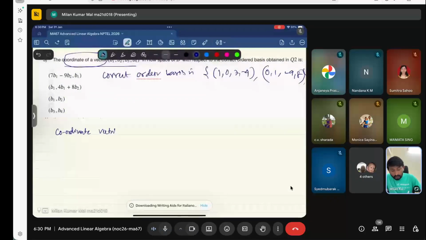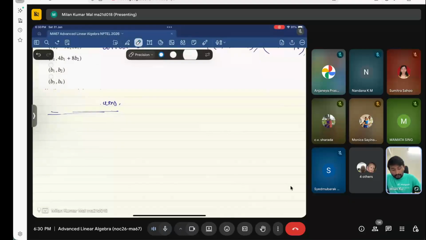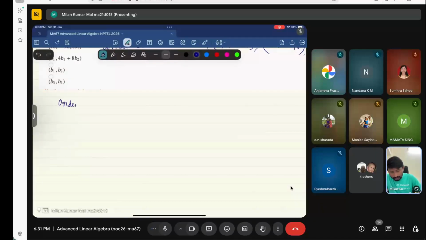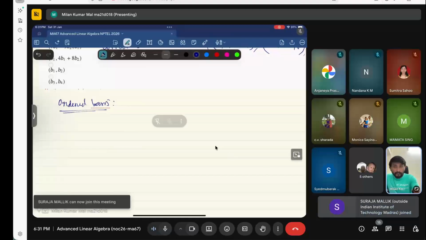But if you want to get the coordinate vector, you need an ordered basis. But what is the ordered basis? So let me first write what the ordered basis is. We have seen what a basis is, right? So let me write ordered basis. Okay. So what is the ordered basis?